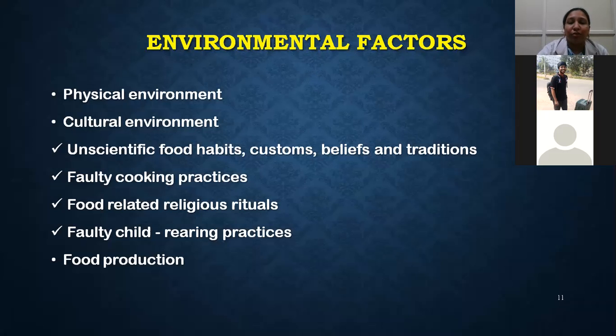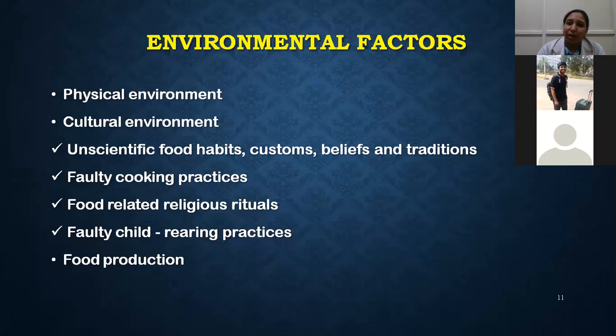And another factor is the food production. So different countries have different modes of producing food. The food security is very important. Like recently we had disasters, like the floods which have happened. So many of the fields, the crops have been destroyed. So there is loss of food.